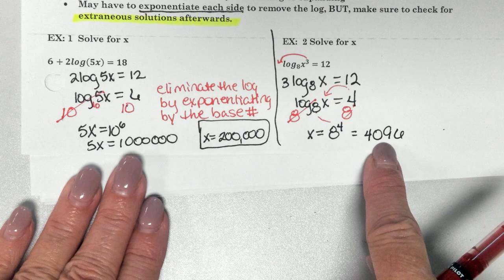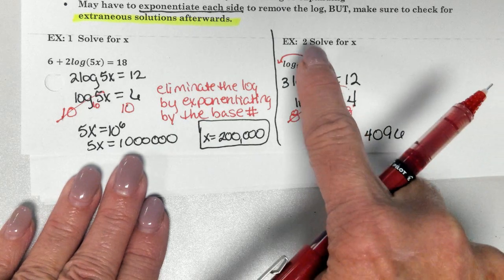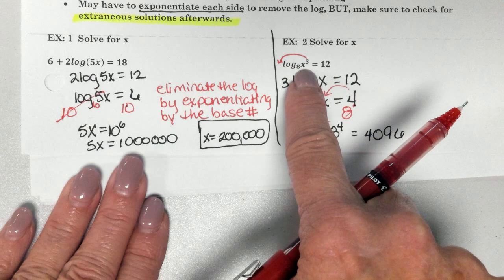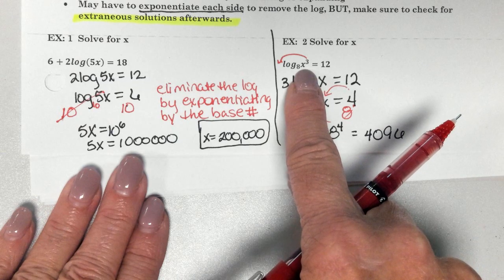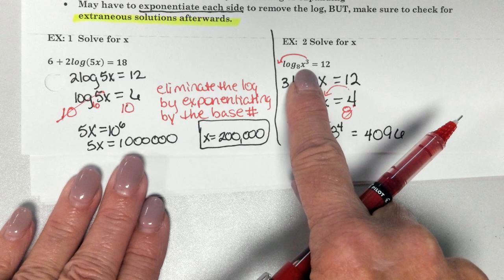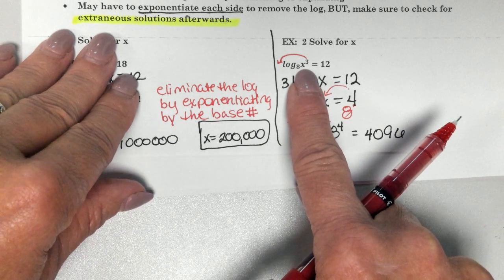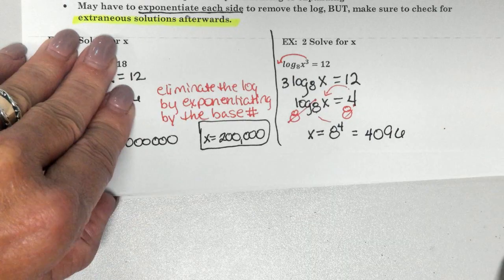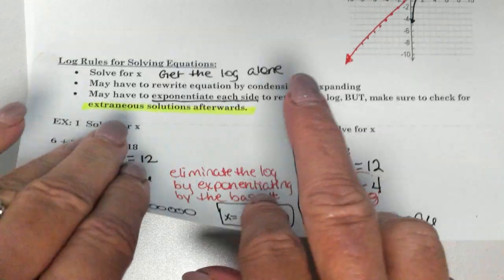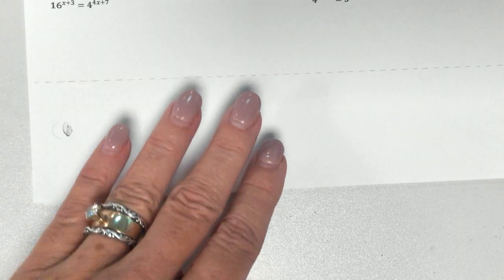Will this answer 4,096 work if I plug it back into my original equation? Yeah, I can take the log of that number. It's going to be ginormous, but I can still take the log of it. Okay? Because it's positive. It's not negative and it's not 0. Those are our only stipulations we've got to be careful of.